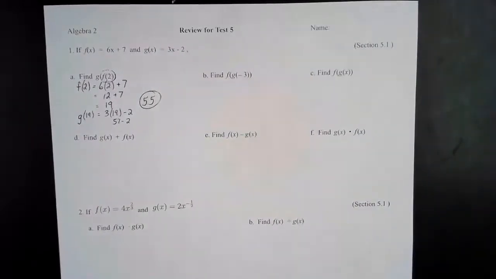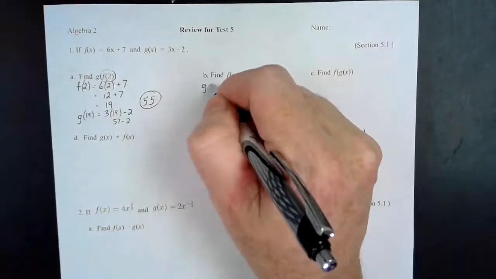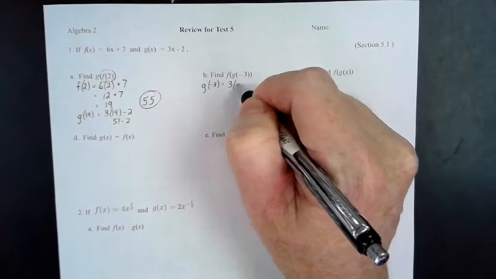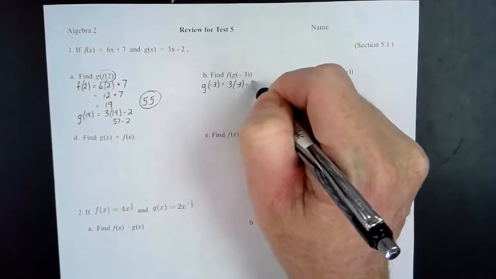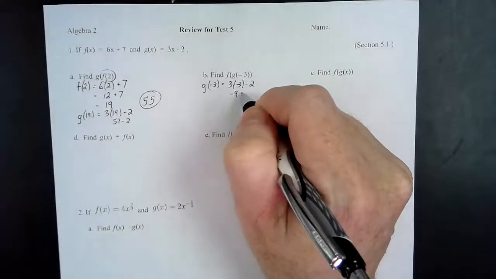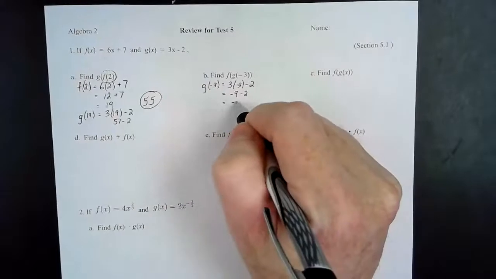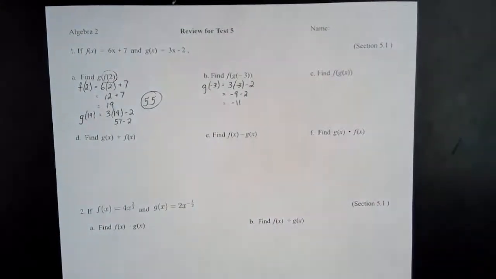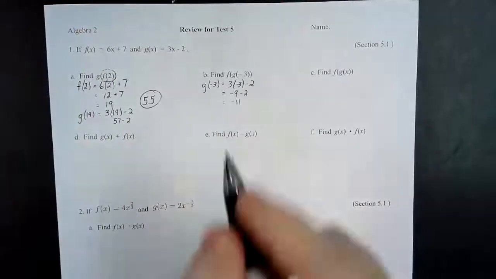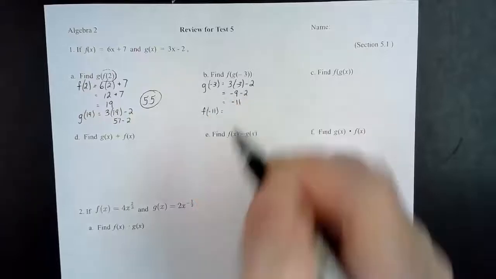Letter B. G of negative 3 is on the inside, so that's where I'm starting. G is 3 times x minus 2. 3 times negative 3, negative 9 minus 2. That is negative 11. That is the answer that is now going to get plugged into the outer function of f. So f of negative 11.